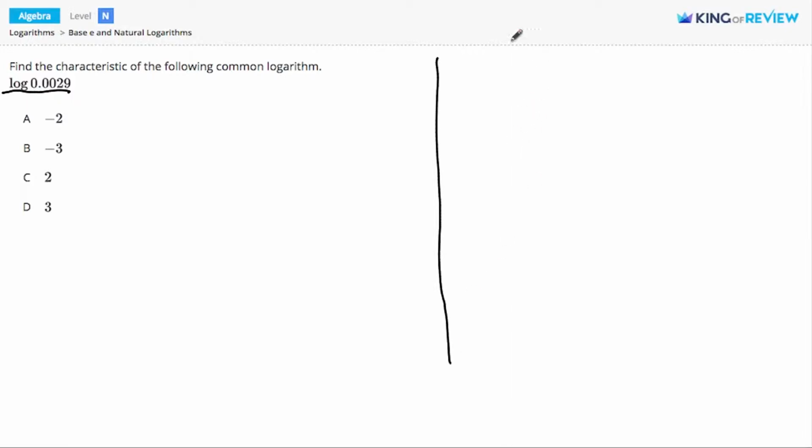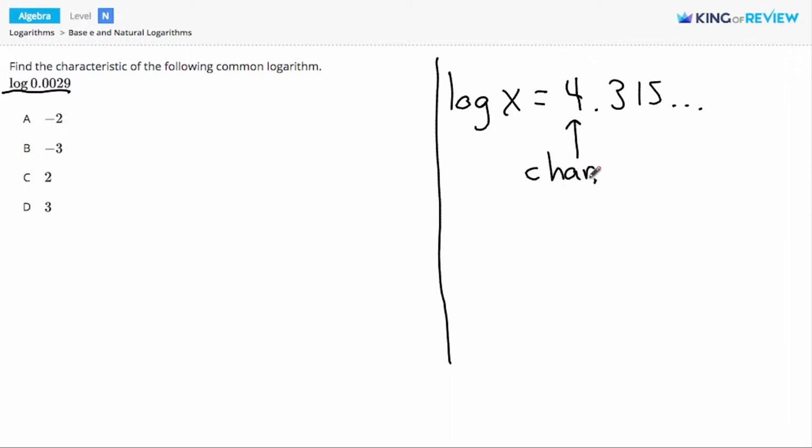If I have a log base 10 of some number x, let's say this equals 4.315, etc. The decimal will go on for a while. Then we call the integer part the characteristic. So in this part, the number 4 is the characteristic. Everything else is called the mantissa. So everything after the decimal point is called the mantissa.